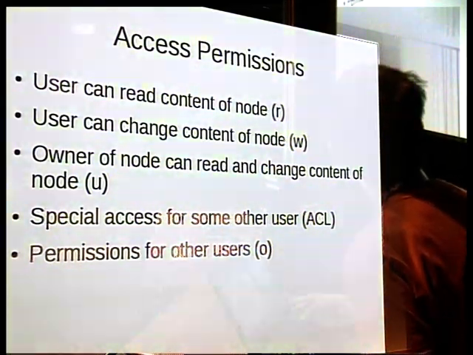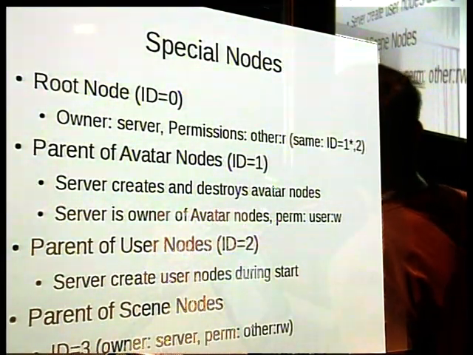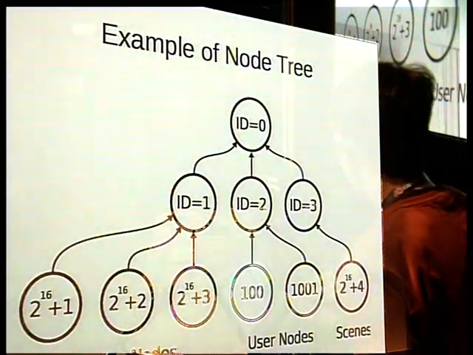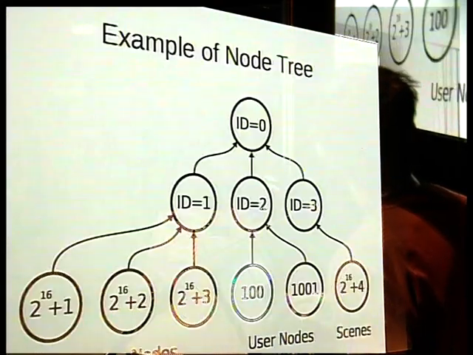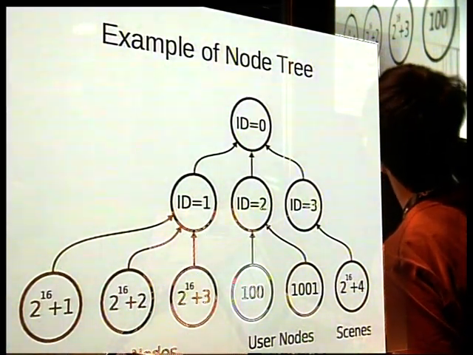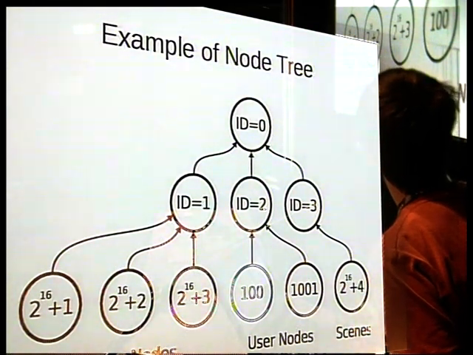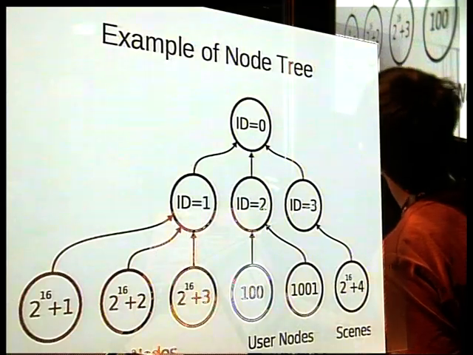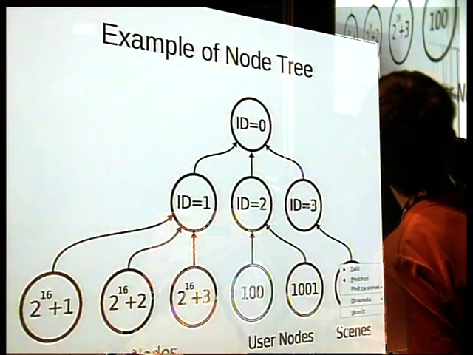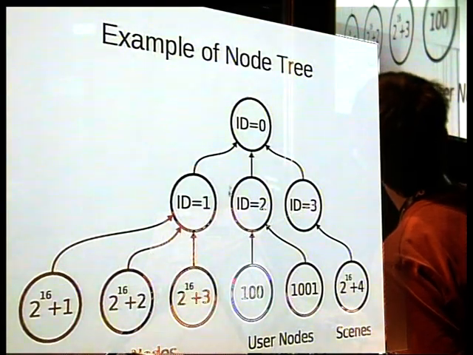There is some slide about access permissions, but I think it's not too important now. I would rather like to speak about special nodes. As I said, the new VARS uses a tree structure. There is a base node, and there are 3 other special nodes connected to this base node.